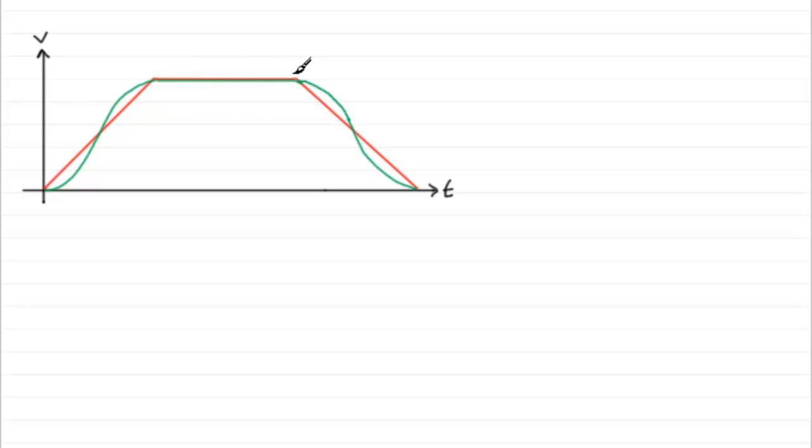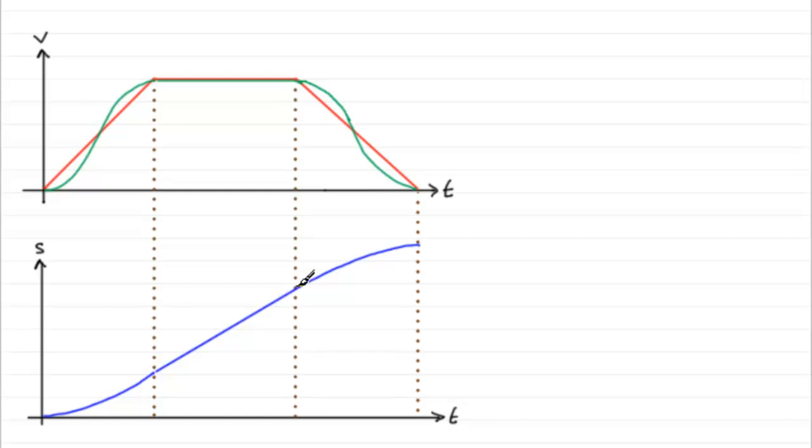So what would the corresponding displacement time graph look like for something like this? Well, it's going to look like this. Over this section where it maintains the constant speed, this part's going to be a straight line. And over this section, our displacement graph's going to look like this, a bit curved, and similarly as the train comes to rest, the graph's going to look something like this.